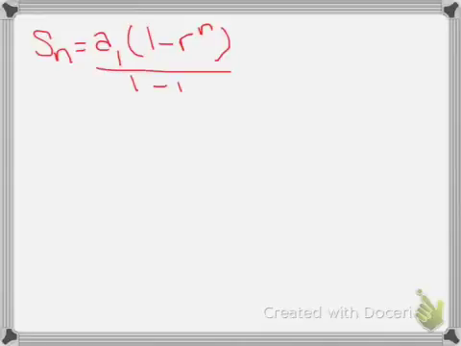Once again, our formula is Sn equals a1 times (1 minus r to the n) over 1 minus r, where r is the geometric rate, or the number that's in parentheses, n is the number of terms, and a1 is the answer to our first problem. Our example this time starts at n equals 1 and goes to n equals 10.